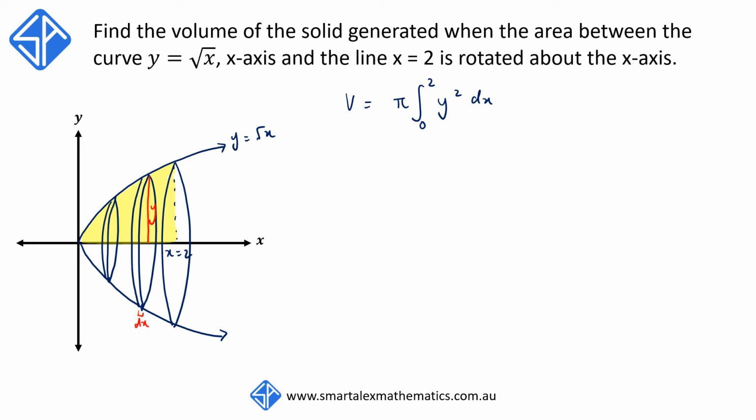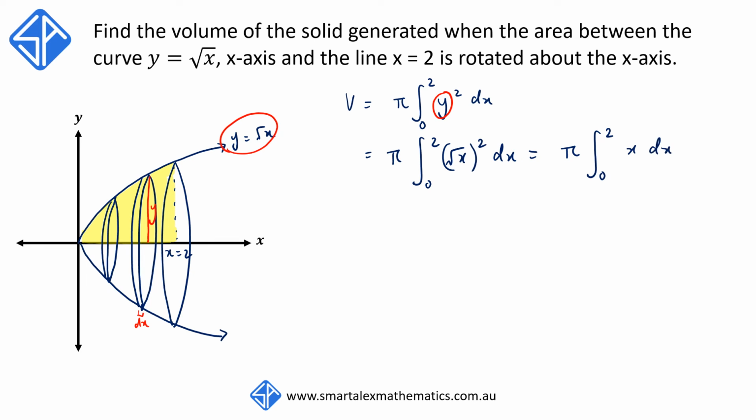Now that we've established the formula for the volume of the solid, our next step is to do the integration. First, we're going to need to replace the variable y and express it in terms of x using the definition y is equal to root x, so that the volume becomes pi times the integral from 0 to 2. Replacing the y with the square root of x, we get root x squared dx, and this simplifies to pi times the integral from 0 to 2 of x dx.